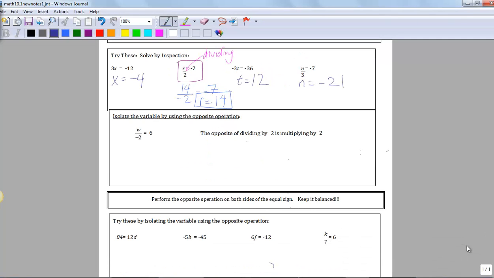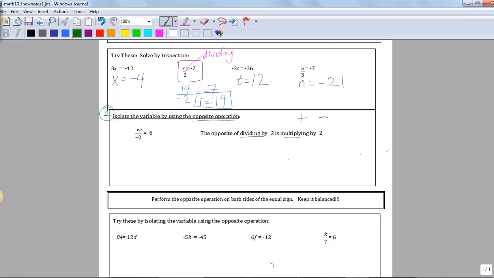Okay, welcome back. So hopefully you've got the answers that are on the screen above. I want to show you a second strategy. The second way to solve these questions is called using the opposite operation method. We've talked about opposite operations when we talked about BEDMAS. So the opposite of dividing is multiplying, the same as the opposite of adding is subtracting.